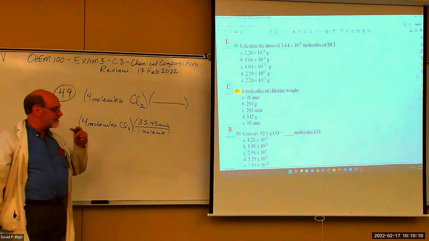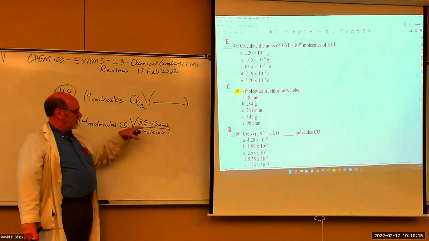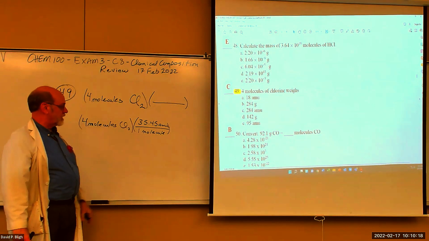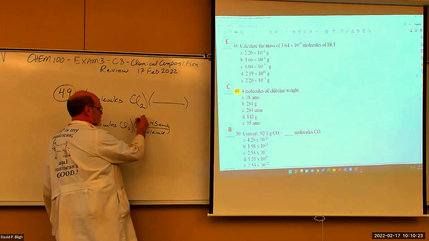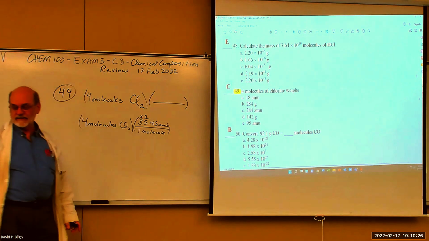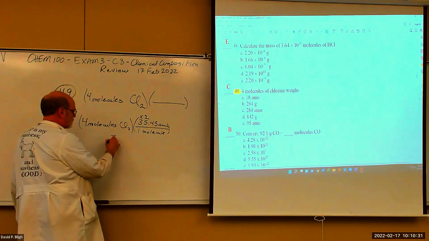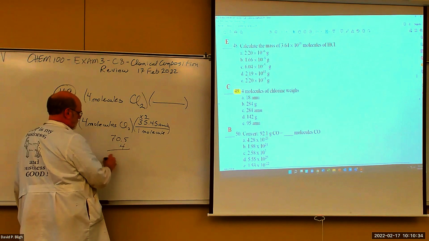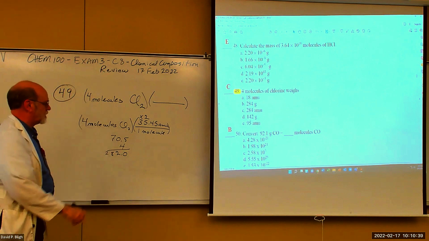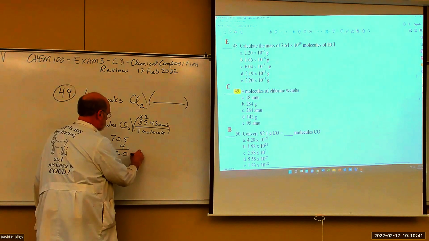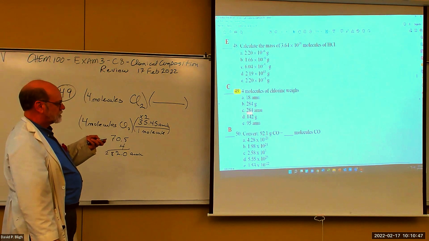Remember, that value in there can mean 2 things. Actually, it's not 35.45, because that's just 1 atom. That's times 2. It's about 70, 70.5. So 4 times 70.5 is about 282 atomic mass units. Okay, so this one's the closest to that one.